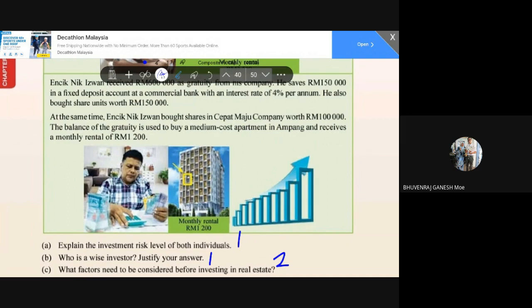This one, investment risk level for part A, you need to talk about both people also, remember, and all the investments they are involved in. You have to tell what is high risk, low risk, or moderate risk. So which one you want to take? Don't take so long to decide, huh?